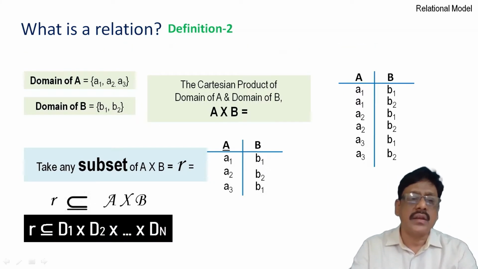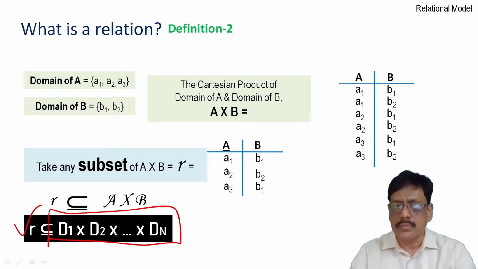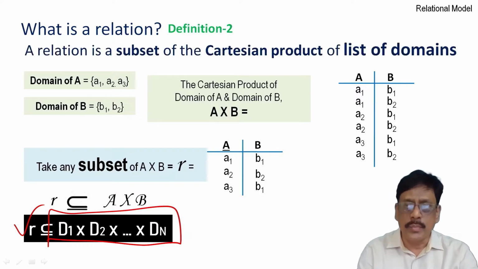In general, we can write, look at here, R is a subset of D1 cross D2 cross up to cross Dn. That means the domains of n number of attributes.